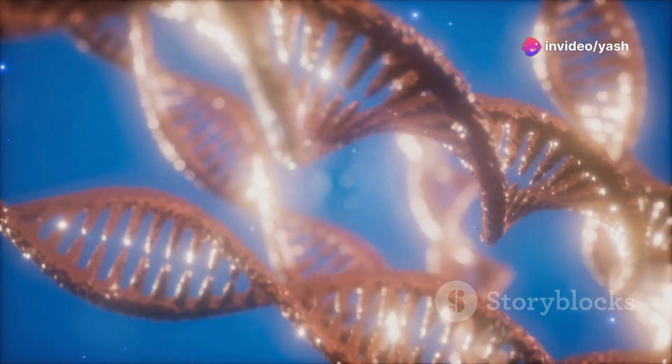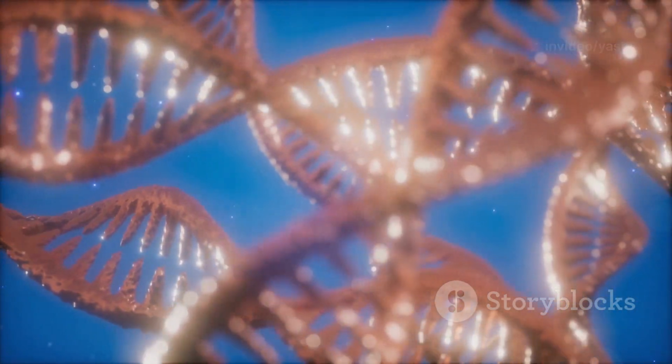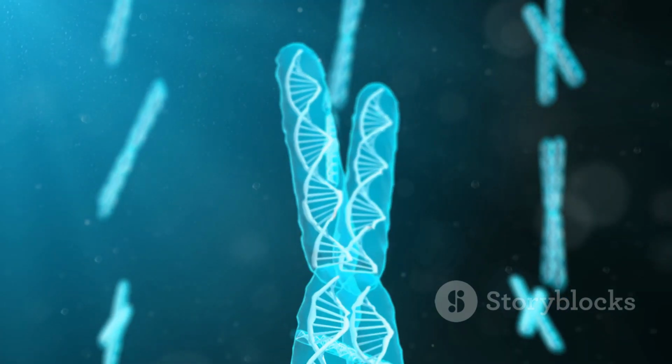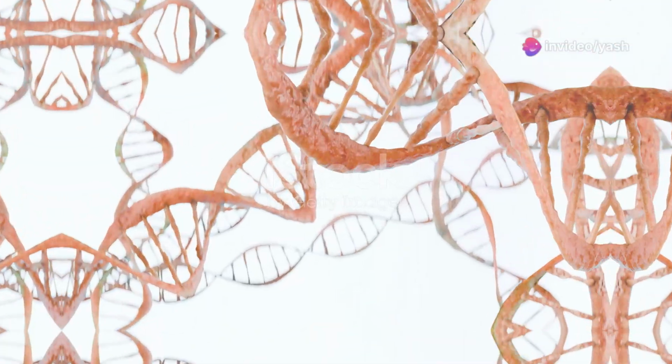DNA replication is a highly accurate process, with only about 1 error occurring for every billion nucleotides copied. This process ensures the continuity of life, preserving the blueprint of life for billions of years.